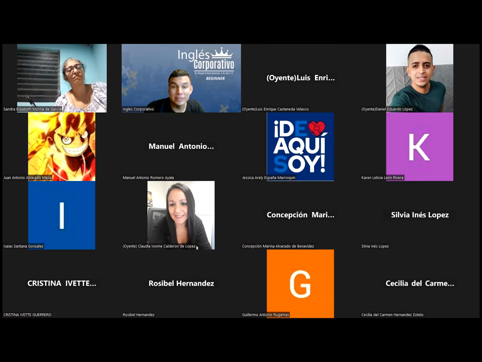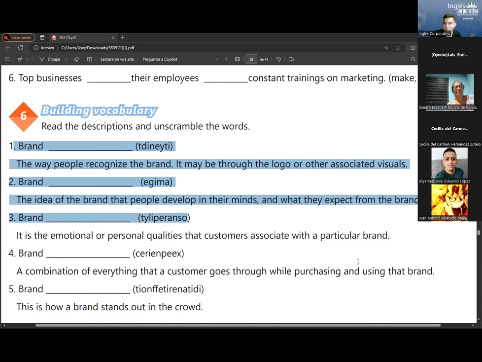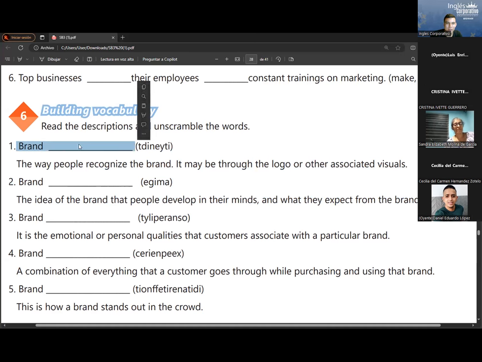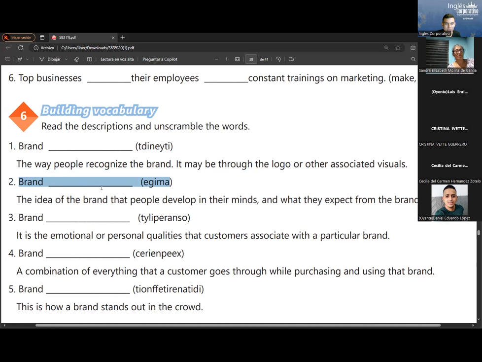Hello. Did you finish exercise number 6? Okay. Brand, what is the unscrambled word here? Identity. Identity, excellent. Brand identity, the way people recognize the brand. It might be through the logo or the other associated visuals. Brand, number two. Image. Brand image, the idea of the brand that people develop in their minds and what they expect from the brand.